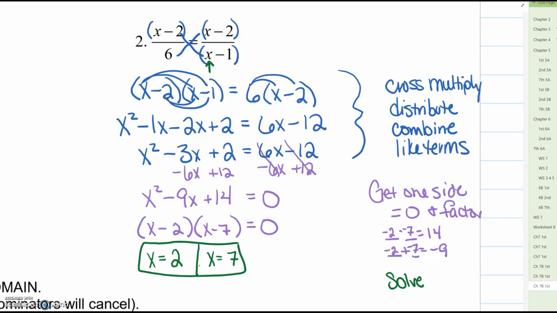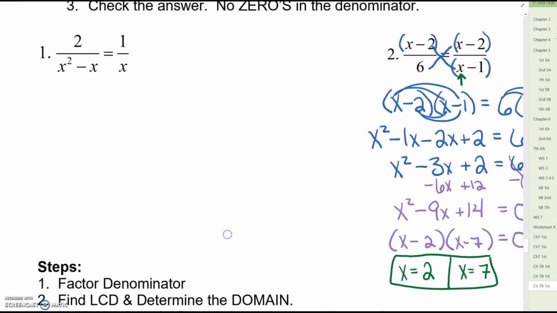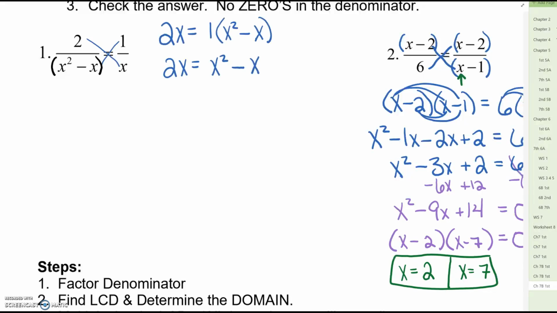All right, let's go over and try number 1 because I want you to see that type of problem as well. This time, the only one that you need parentheses on is the first denominator. Take a moment, cross multiply, and see if you can figure out what to do next. So pause the video, give this one a try. When you cross multiply, you should end up with 2x equals x squared minus x. Do you know where to go from here?